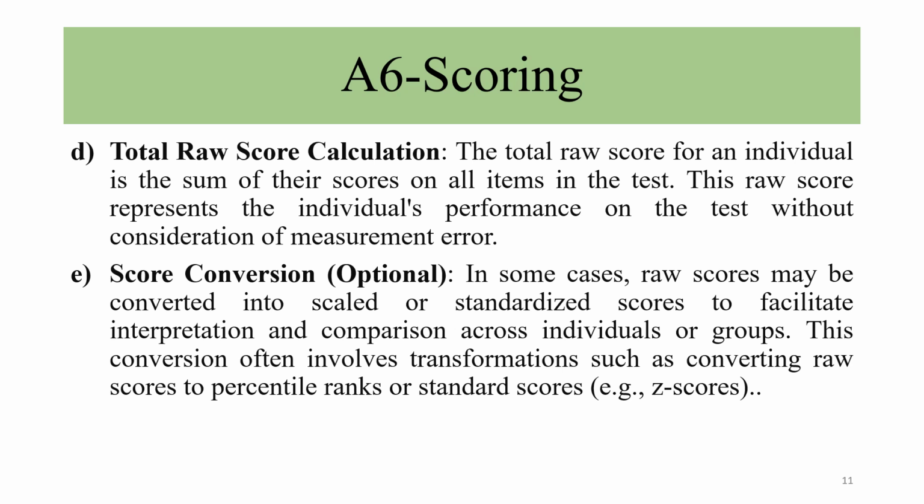In some cases, raw scores may be converted to scaled or standardized scores to facilitate interpretation and comparison across individuals or groups. This conversion might involve transformations such as converting raw scores to percentile ranks or standard scores. So if we want to compare test scores across a chronological line, against different years, about 10 years ago and now, or 20 years ago and now, then we use Z scores and other standard measures.